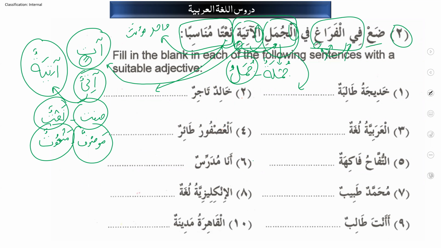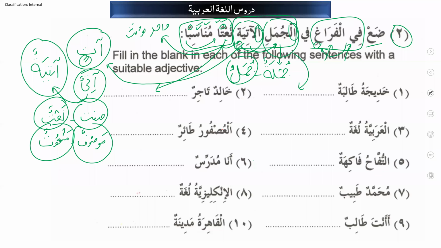So munasiban is sift of na'atan. See, it is mansub, it is nakira, it is wahid, it is muzakkar. So all laws are complete. So suitable adjective. Use suitable adjective. Now the sentences are in front of you. Please start.